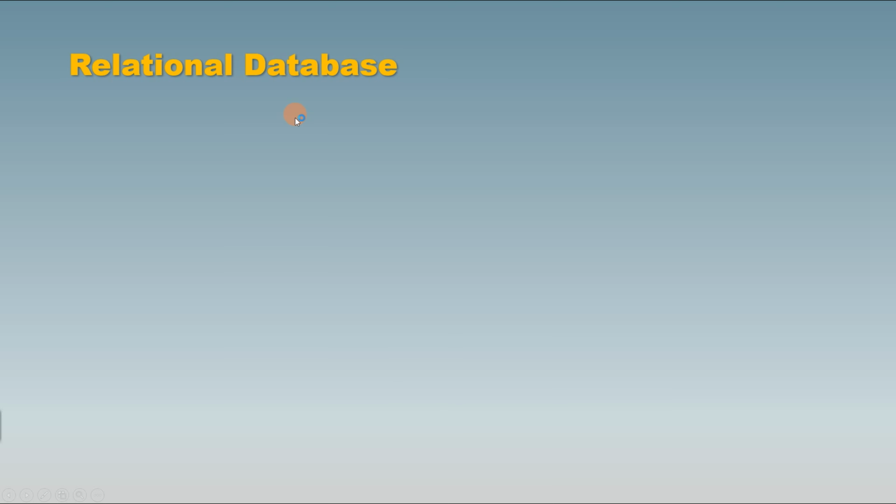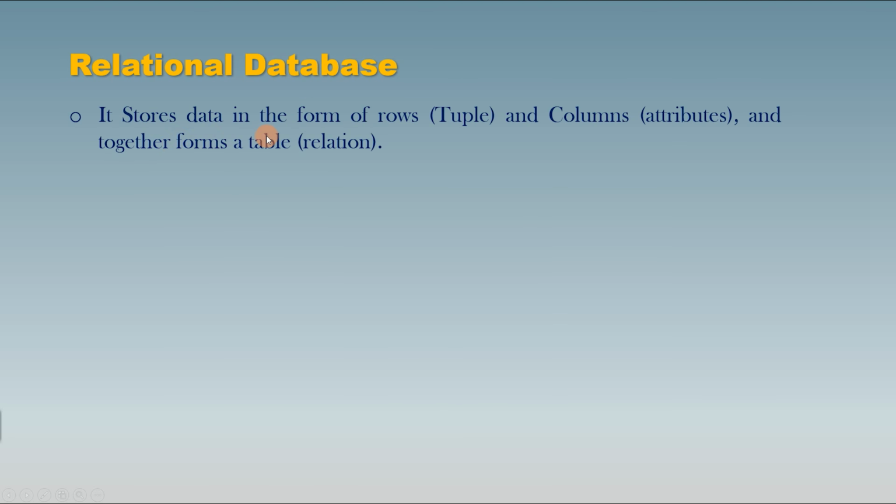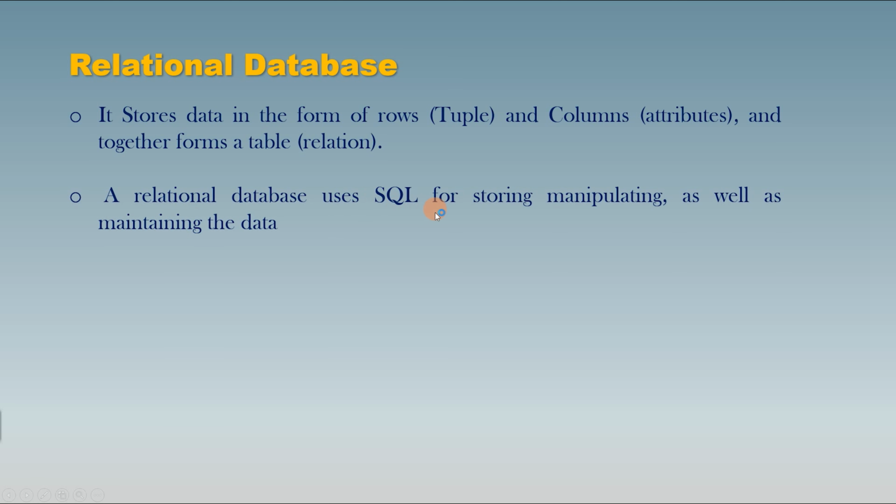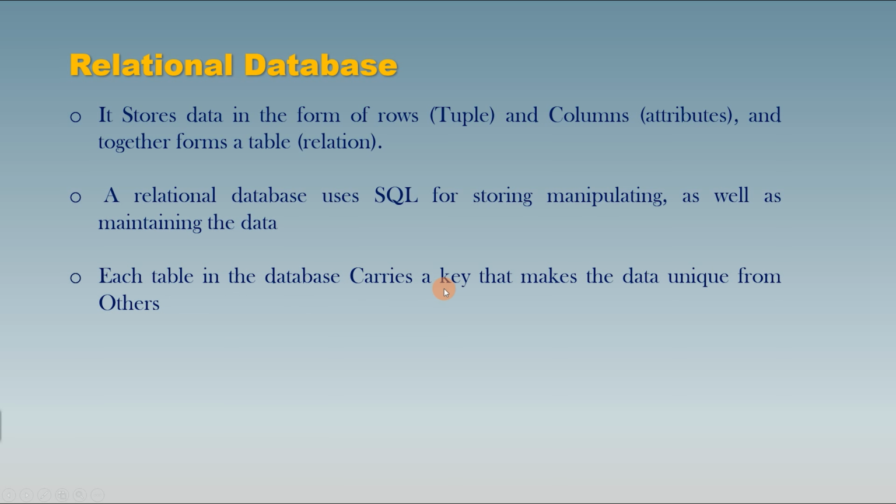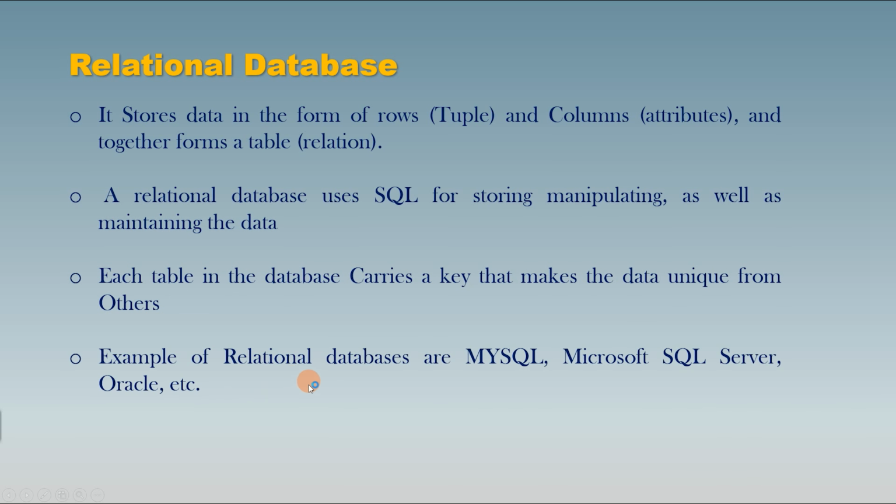Now relational database. It stores data in the form of rows, that is tuples, and columns, that is attributes, which together form a table, that is a relation. A relational database uses SQL for storing, manipulating, as well as maintaining the data. Each table in the database carries a key that makes the data unique from others. Examples of relational databases are MySQL, Microsoft SQL Server, Oracle, etc.